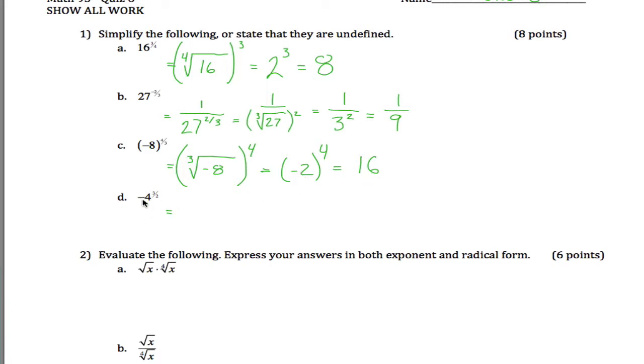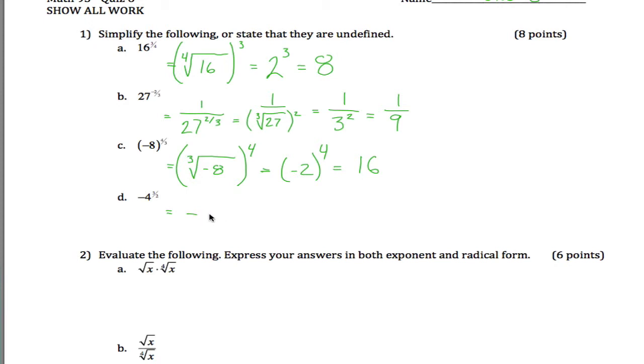And then this last one here, negative 4 raised up to the 3/2 power. I guess this is undefined. One way to write that is, this is the square root of negative 4 cubed. But square root of negative 4, no, that's not true. I almost messed myself up here. There's no parentheses here. This is just the negative of 4 to the 3/2 power.